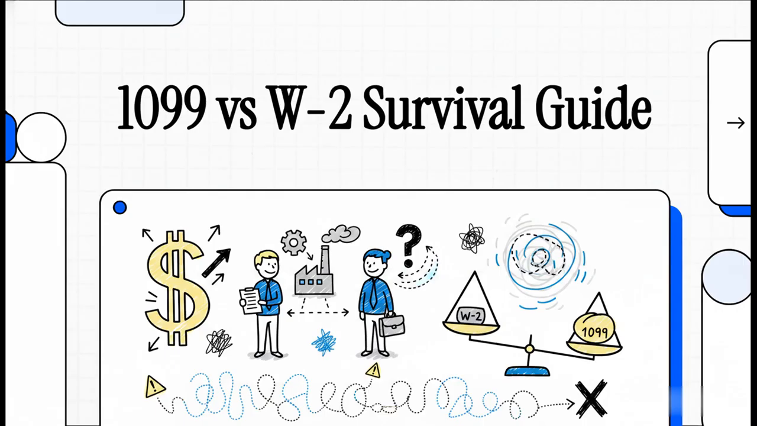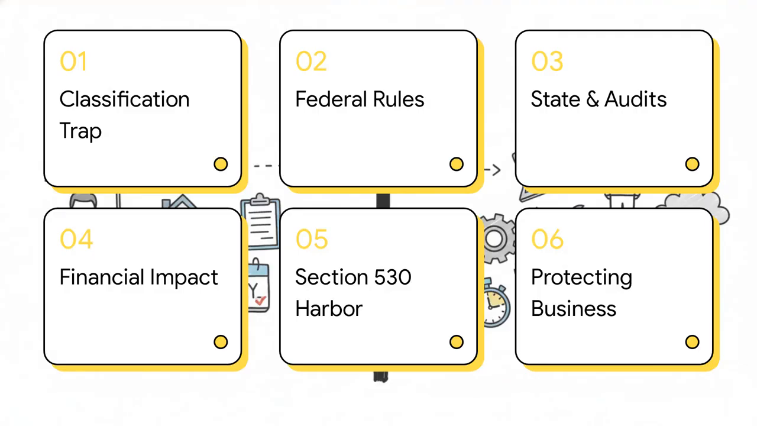Do you classify them as a W-2 employee, or do you bring them on as a 1099 independent contractor? The financial and administrative incentives to lean toward a 1099 are frankly incredibly strong. But getting it wrong, it can completely upend your business. So today we're cutting through the noise and looking strictly at the facts to help you survive the worker classification maze. Okay, let's dive into this.